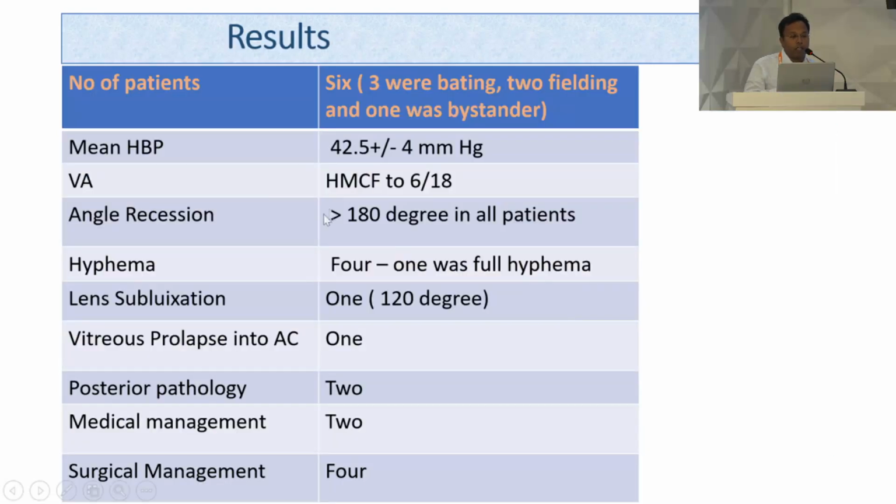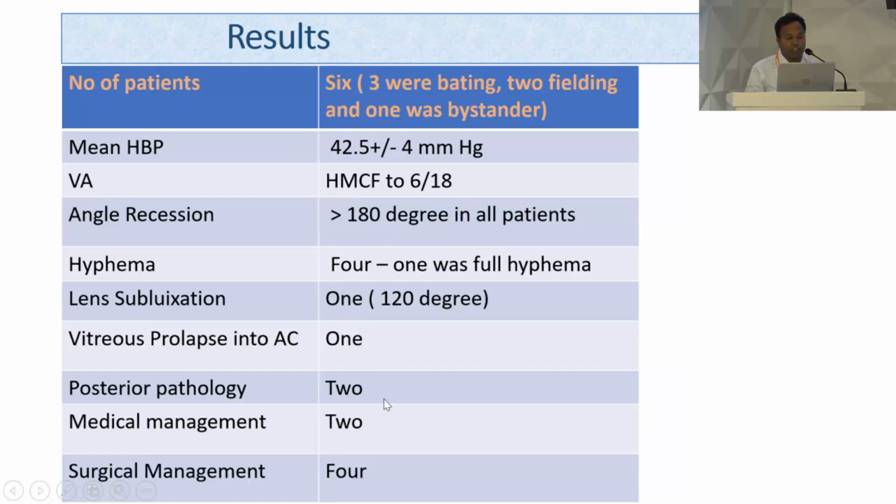So we got 6 patients: 3 were batters, 2 were fielders, and 1 was even a bystander, who was just watching the play. Mean highest baseline pressure was 42.5 mm mercury, visual acuity was hand movement close to face to 6/18, and all had angle recession of more than 180 degrees. 4 had a hyphema, 1 was a full hyphema which drained later, and 1 had subluxation of the lens of more than 120 degrees with vitreous flush into the AC.